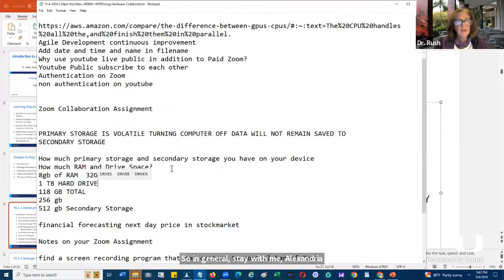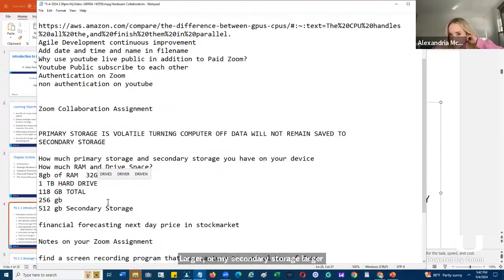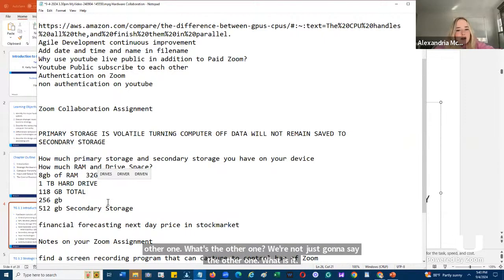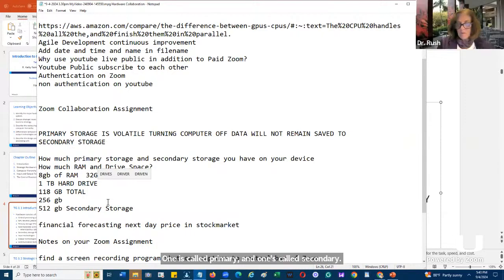So in general, what conclusion can we make? Is RAM usually bigger or my hard drive? Is my primary storage larger or my secondary storage larger? Primary? You just told me your RAM was, what did you say, 16 gig? But you told me your hard drive is 1 terabyte, right? Yes, and then the other one. I want you to articulate the other one. What is it? One is called primary and one's called secondary. Oh yeah, my secondary. Let's speak the lingo, right?